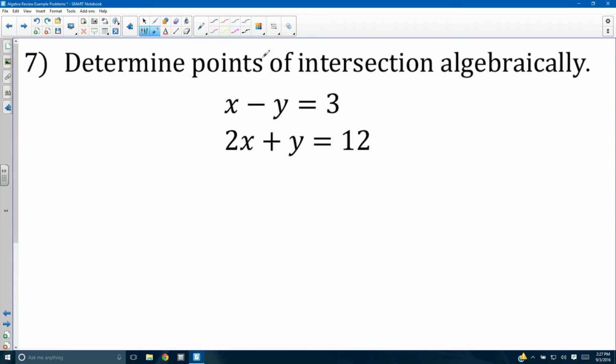Number 7, determine points of intersection algebraically. Okay, so by algebraically, I suppose you can do it with a graph. I suppose you can do it with a table. I'm going to go ahead and do substitution or elimination method. You have a lot of options here. This one is set up for elimination immediately.